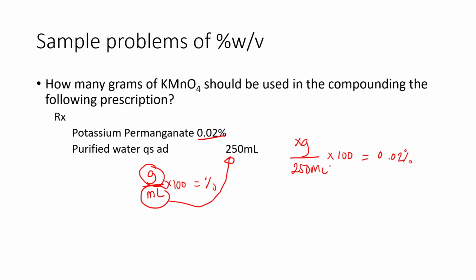So if you remove 100 from both sides of the equation, you will be able to remove the percentage sign.